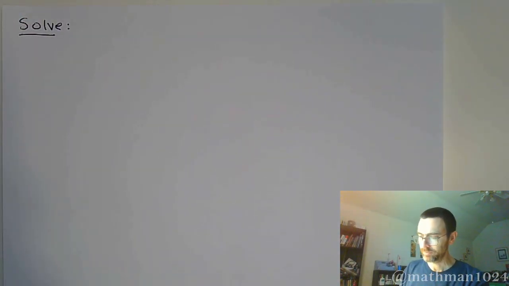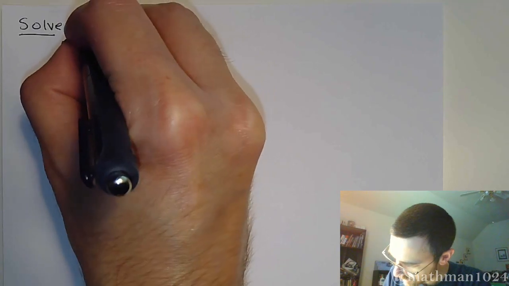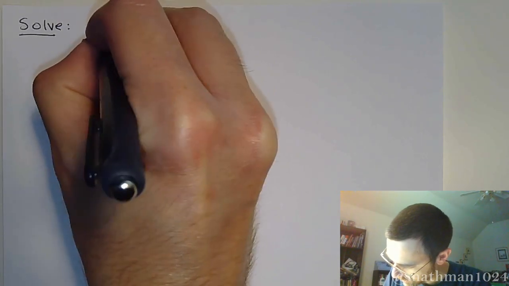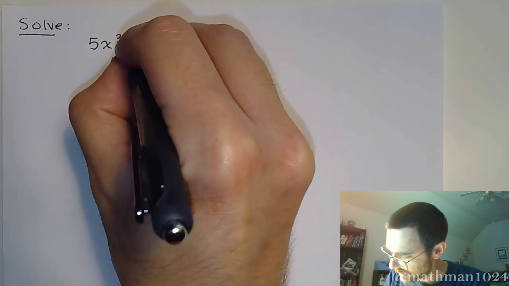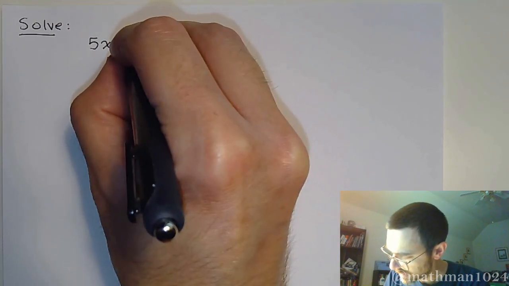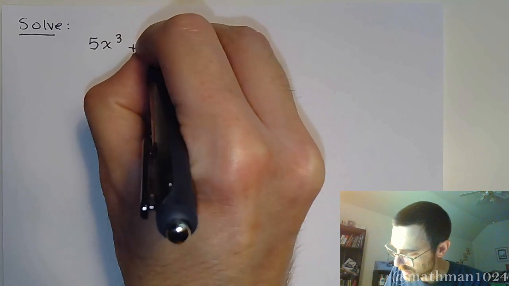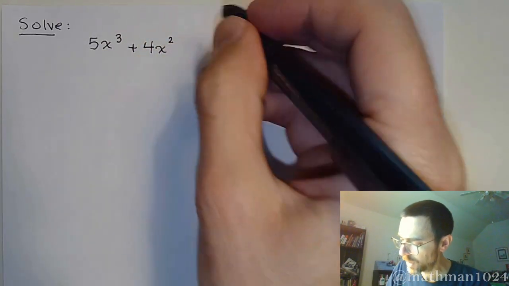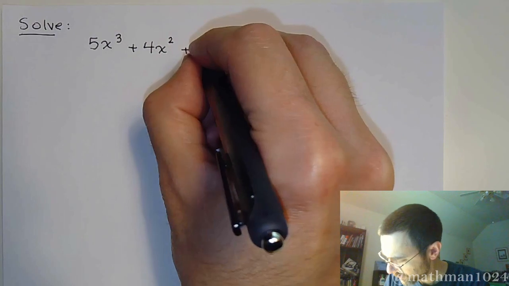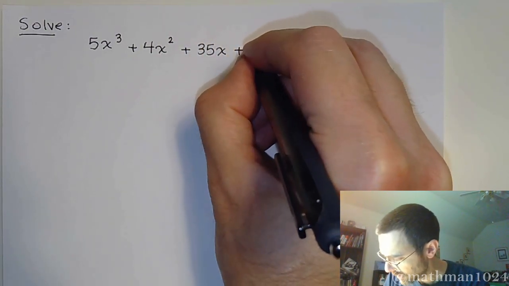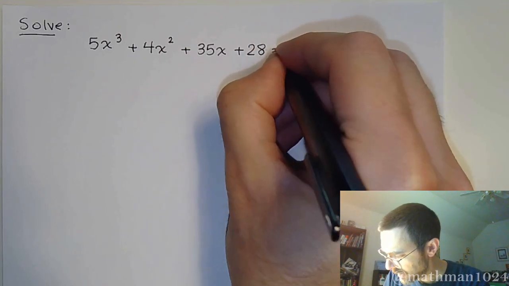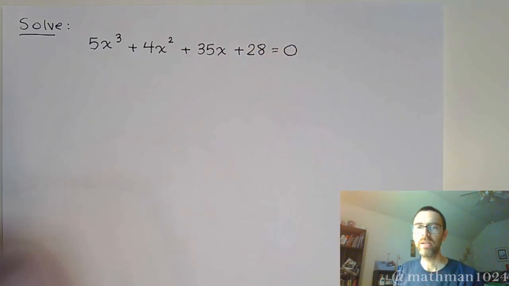All right. So let's solve 5x to the third plus 4x squared plus 35x plus 28 is equal to 0.